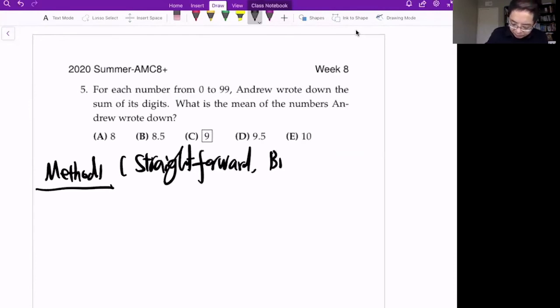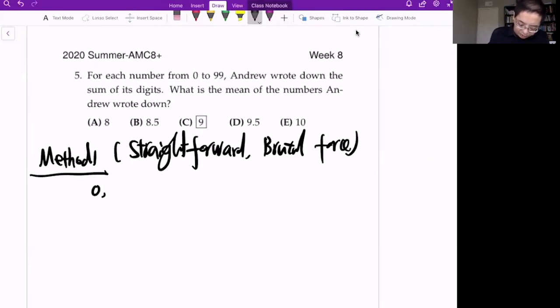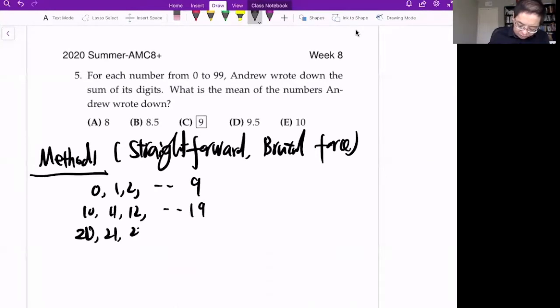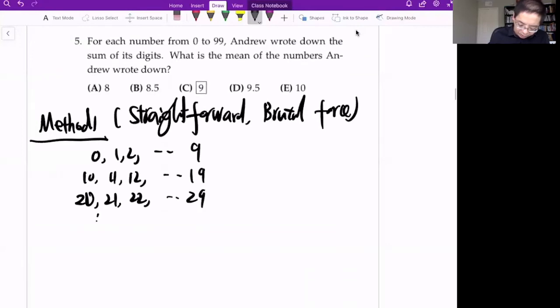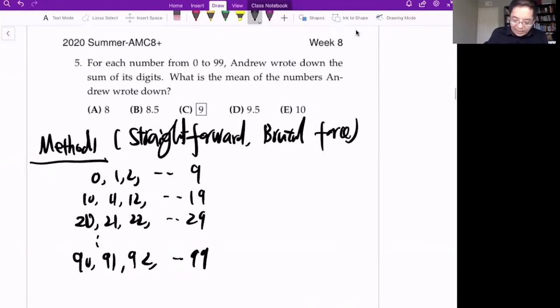Okay, so it's kind of brute force. We start from 1, 2, 3, all the way to 9, and then 10, 11, 12, all the way to 19, and then 20, 21, 22, to 29, all the way to 90, 91, 92, and to 99. So we add all those digits together. This is 0 plus 1 plus 2 to 9, which we know is 45, right? 45.